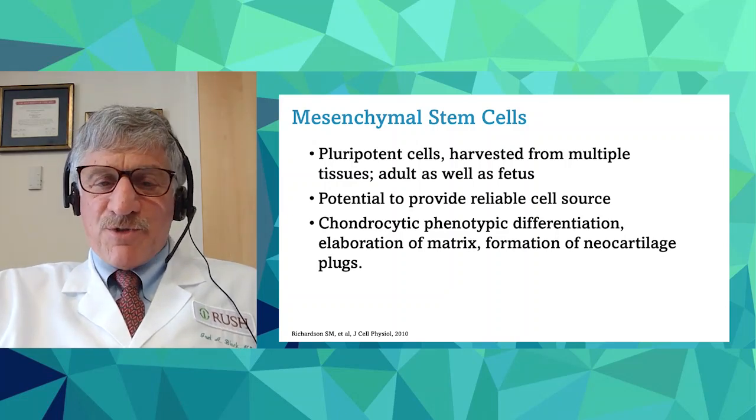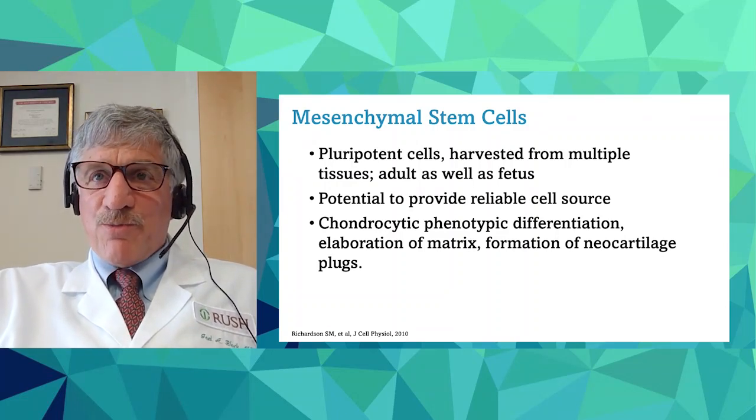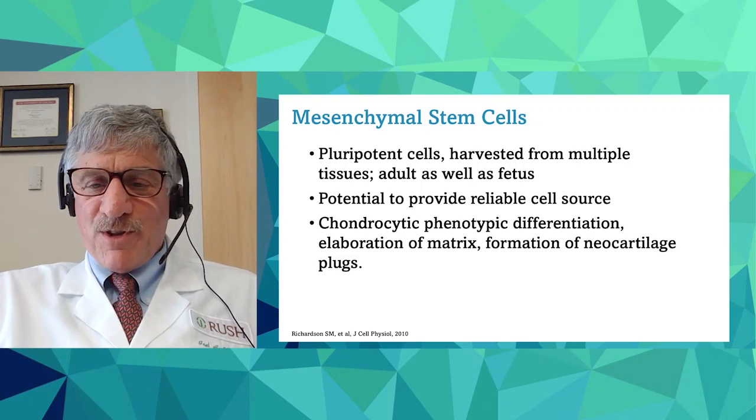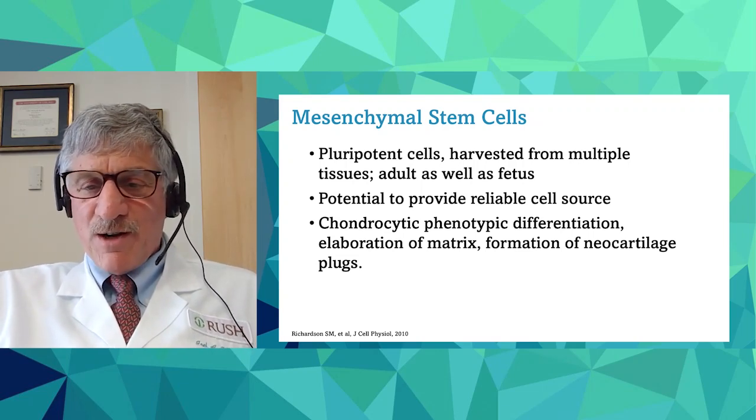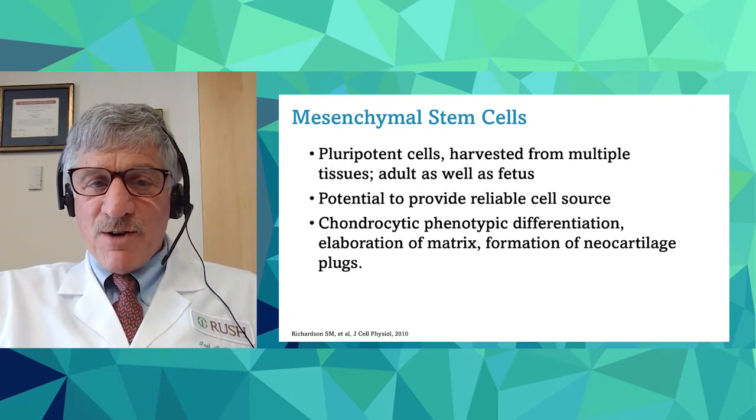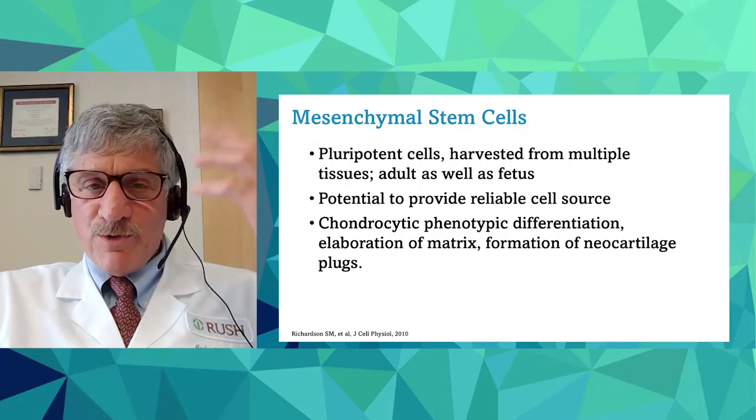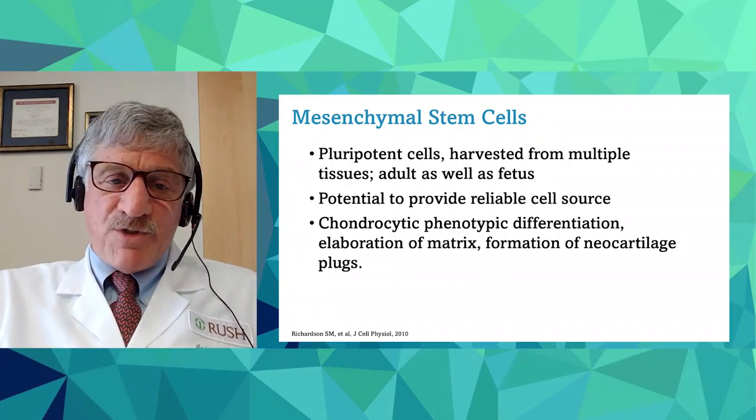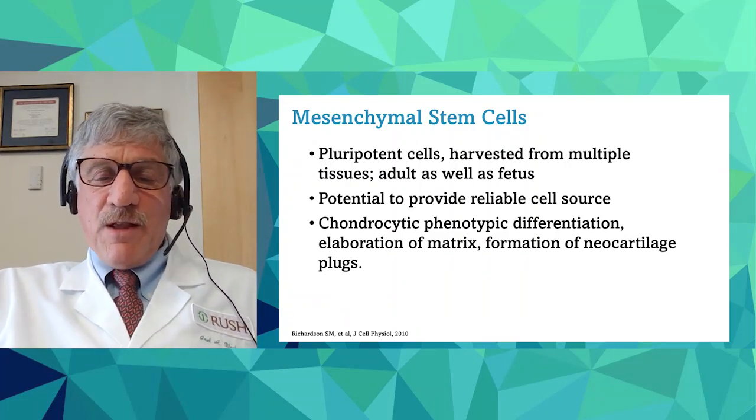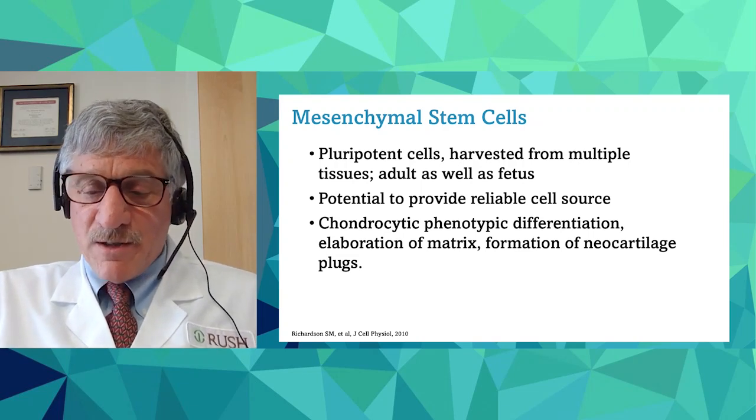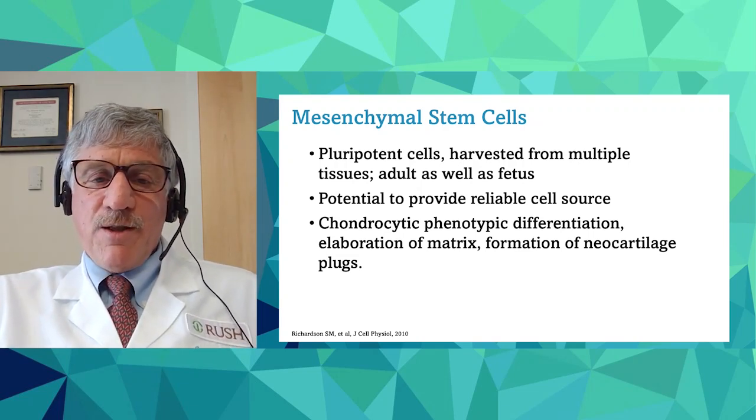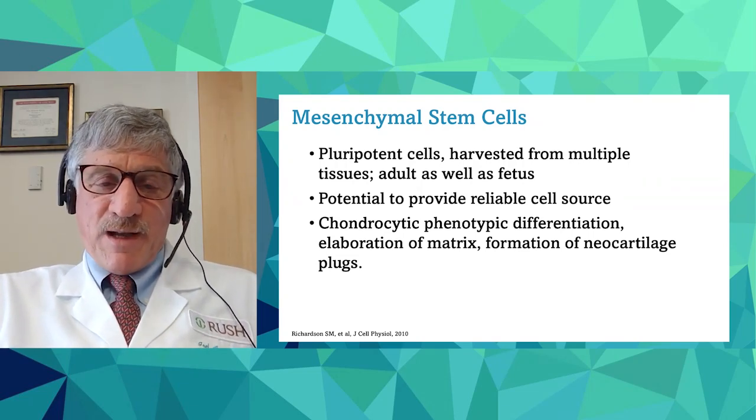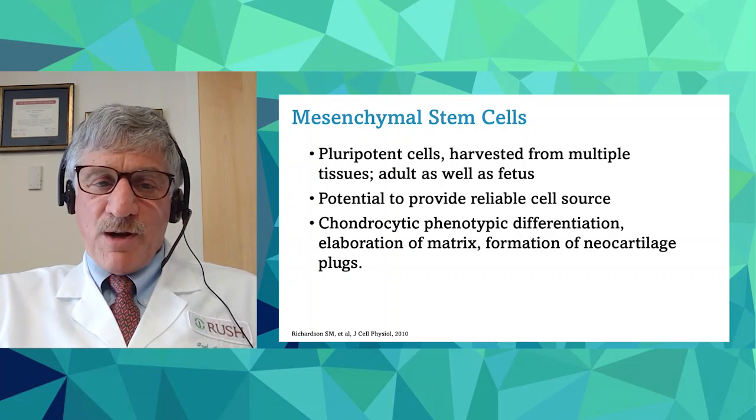Adult human chondrocytes, cartilage cells, actually don't proliferate. And so we originally thought if we could find new sources for cartilage, we could regenerate the cartilage. That's the reason that we use stem cells. The stem cells can be stimulated to differentiate down the chondrocytic phenotype so that we can elaborate cartilage matrix and form new cartilage plugs.